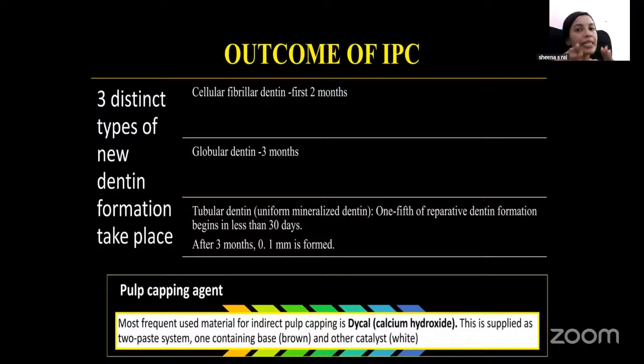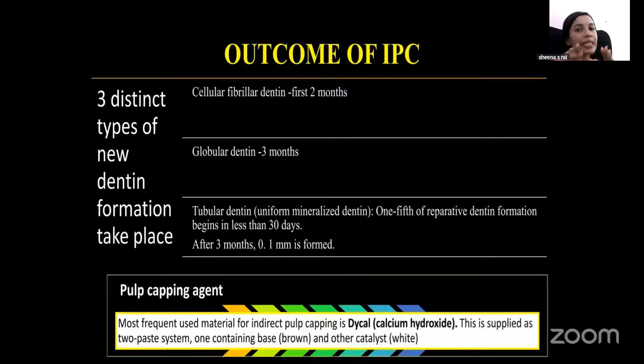Cellular fibrillar dentine is formed. Within 3 months, globular dentine is formed. And after that, 0.1 mm of dentine is laid down. That is very important, and it is the most commonly used material.